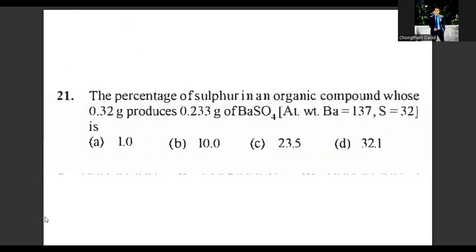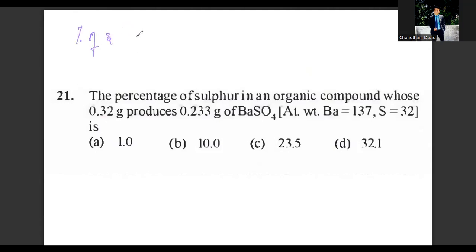Question number 21. The percentage of sulfur in an organic compound whose weight is 0.32 gram is given. It produces 0.233 gram of barium sulfate. You are given the atomic mass of barium and sulfur. So how to find? Initially, we have done the percentage finding of phosphorus. So carbon, hydrogen, oxygen, nitrogen, phosphorus, sulfur, their percentage calculations are important. So you have to remember their formulas.